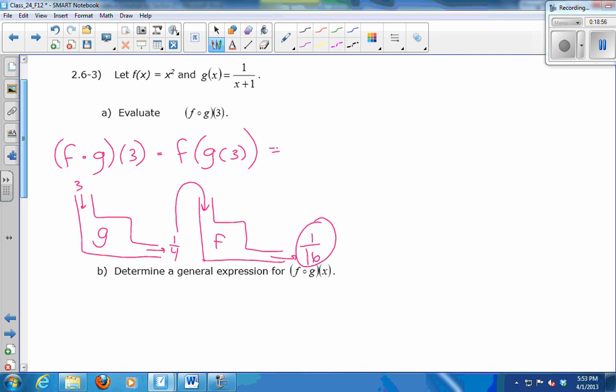If you want to do it all algebraically, you start innermost first and you say, okay, well, I'm going to figure out what G of 3 is. And you would say, well, that's 1/4. So you replace the G of 3 with a 1/4. And then you apply rule F to the 1/4 and you get 1/16.